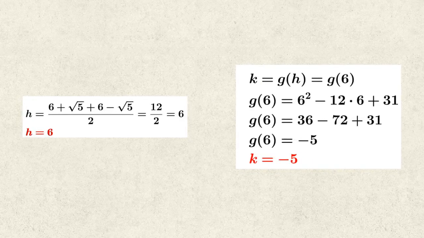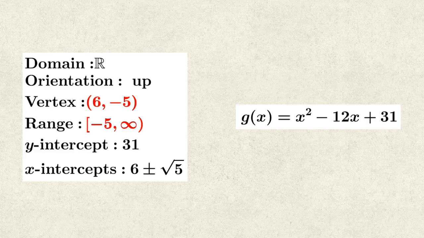Knowing the x-intercepts, we can find their average value. This ends up being 6. That is the horizontal component of the vertex. By plugging that back into our function, we can find the vertical component of our vertex, which is negative 5. Because this parabola opens up, our range is from negative 5 to infinity.